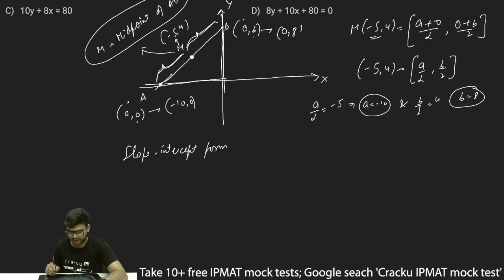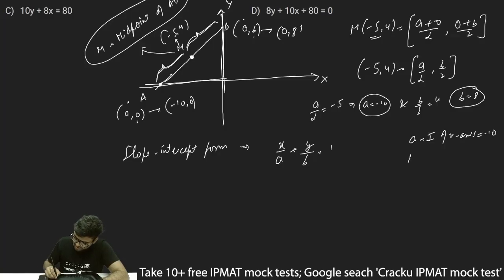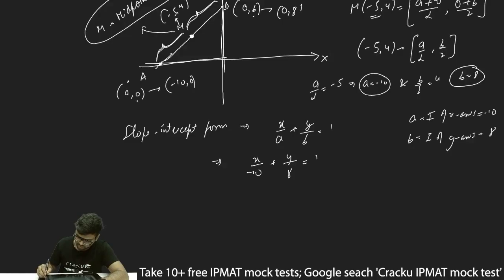Slope intercept form of the line can be used. What is the slope intercept form? It is x upon a plus y upon b equal to 1. Here a is the intercept of the x axis, which is minus 10, and b is the intercept of the y axis, which is plus 8. So I can write x upon minus 10 plus y upon 8 equal to 1.